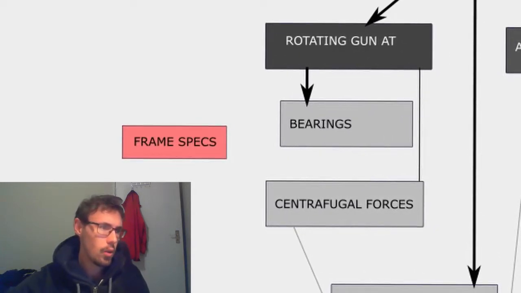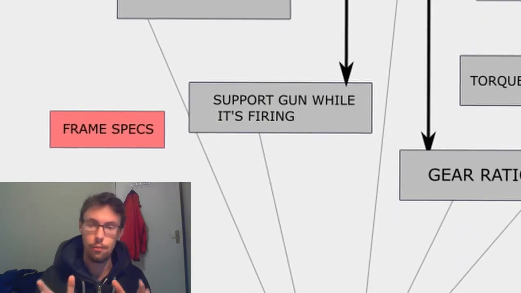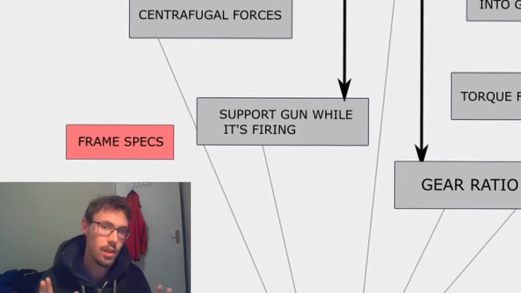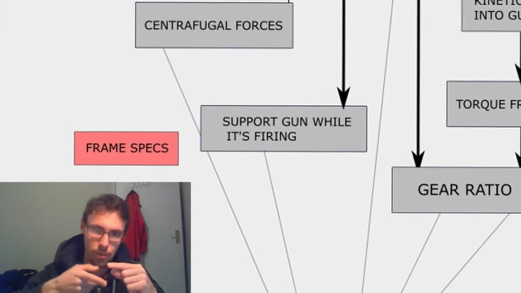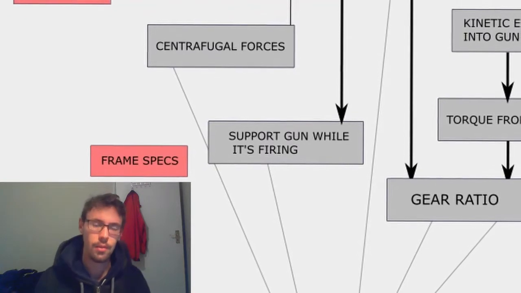And also, we have to design the gun to do all this while it fires. So it could be all nice and well if you design your system so that it all rotates around the center of gravity of the gun and there's almost no forces except for the torques, and it's a beautiful design.